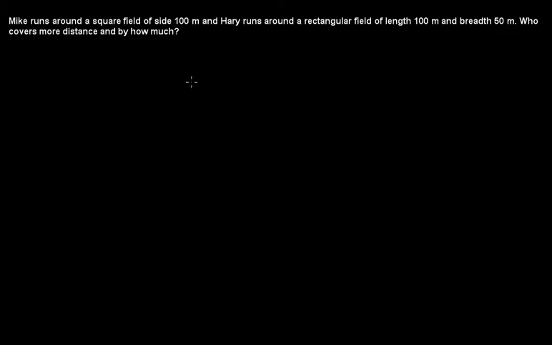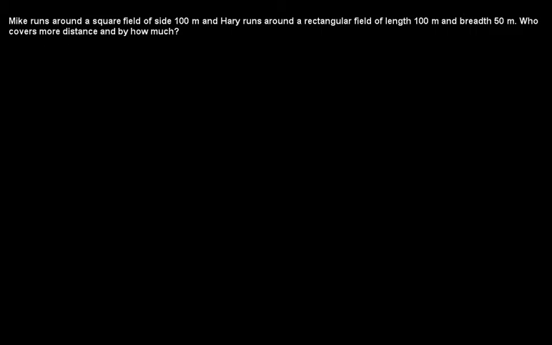So both Mike and Harry are running, but they are running around different fields. Mike is running around a square field of side 100 meter, whereas Harry is running around a rectangular field of length 100 meter and breadth 50 meter. So who will cover more distance? Now, of course, it's a question of finding perimeter.